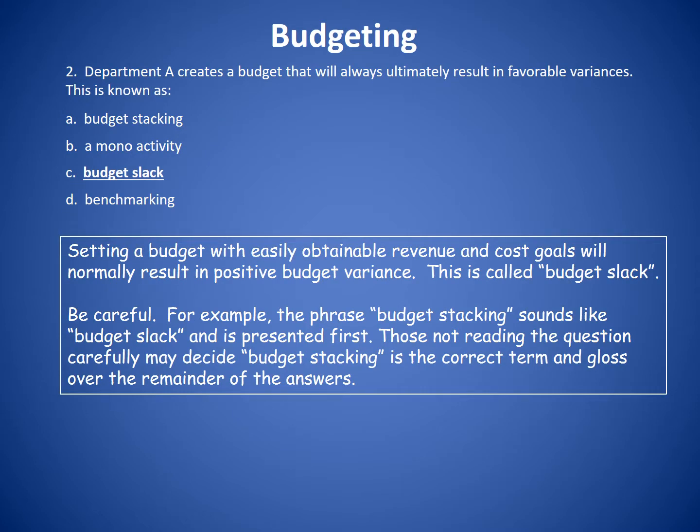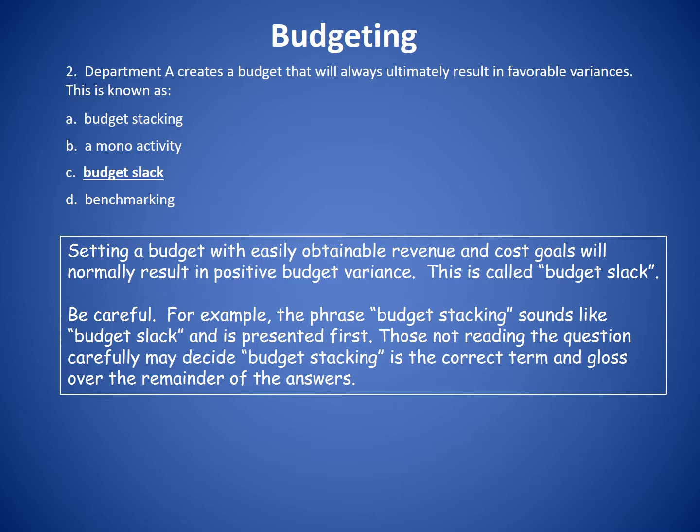Okay, Department A creates a budget that will always ultimately result in favorable variance. This is known as C, budget slack. Setting a budget with easily obtainable revenue and cost goals will normally result in a positive budget variance, a favorable budget variance, and we call this budget slack.